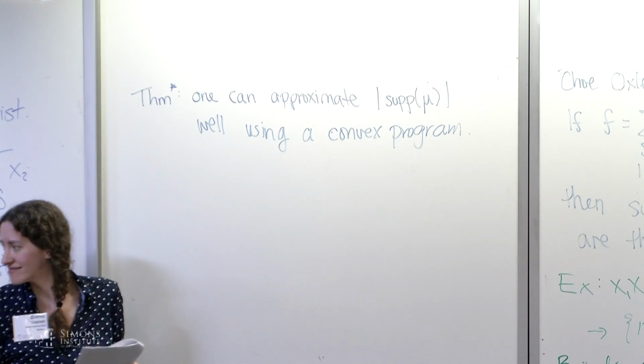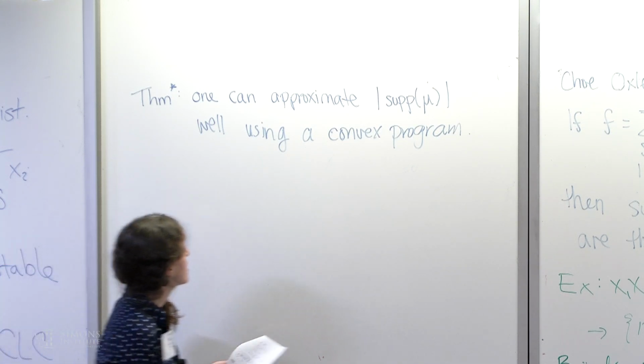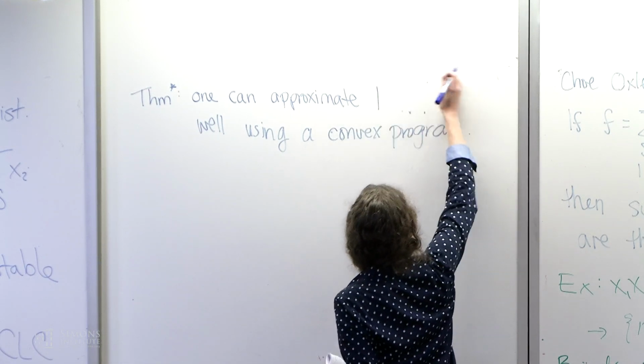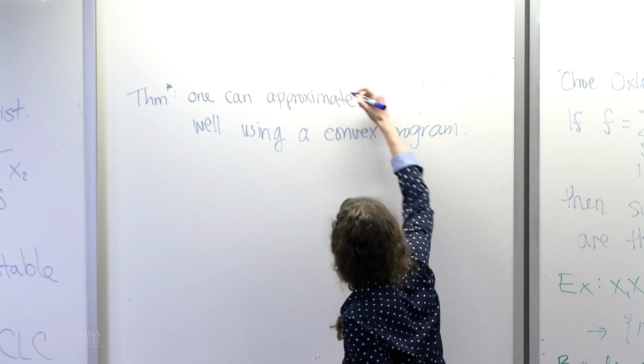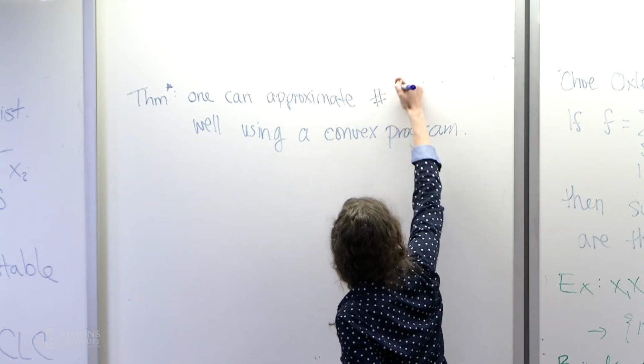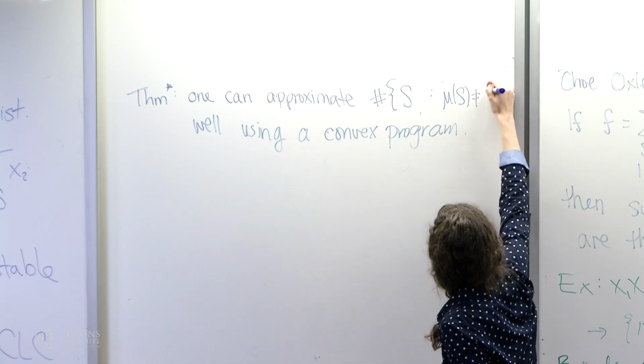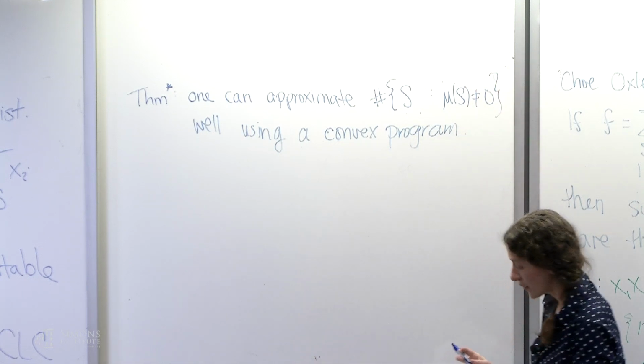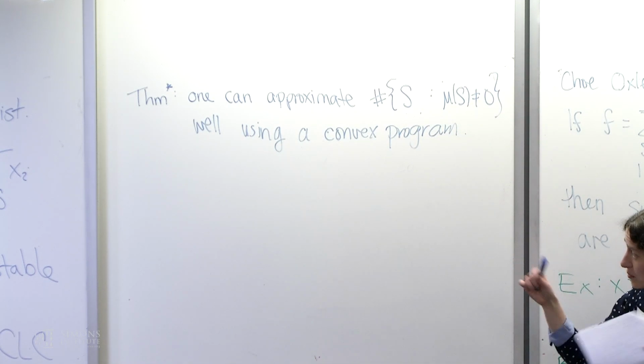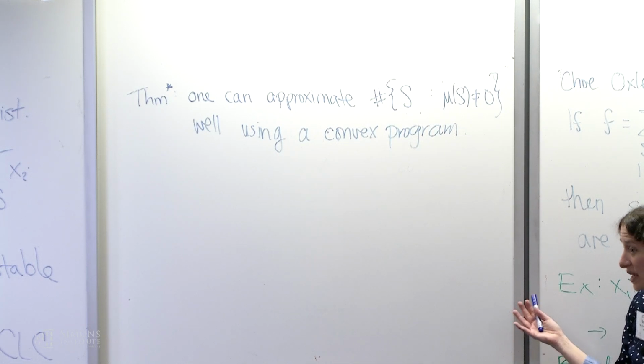What is n? Sorry. So the number of subsets such that mu of s is not equal to 0. For example, if you took the uniform distribution over the bases of a matroid, this would just give you the number of bases.